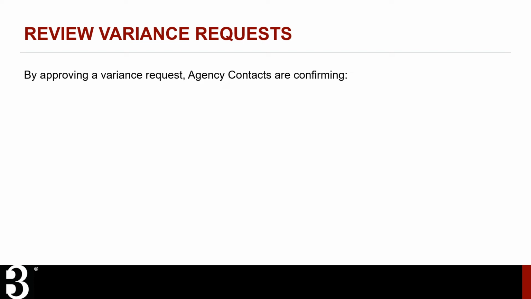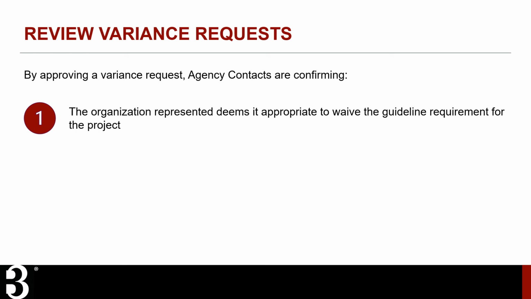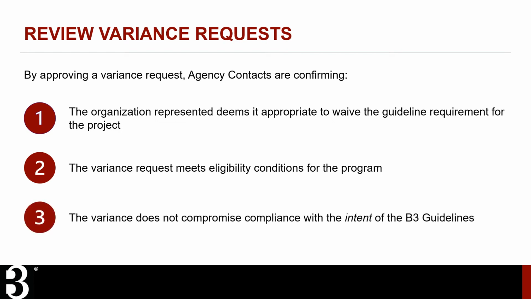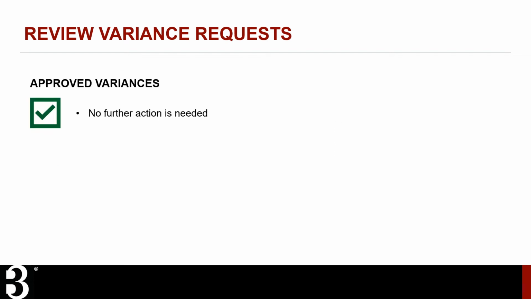By approving a variance request, agency contacts are confirming that the state agency or non-state organization that they represent deems it appropriate to waive that specific guideline requirement for the project, that the request meets the eligibility conditions for the program, and that approving the variance does not compromise the project's compliance with the intent of the B3 guidelines. Variances that don't meet these three conditions should be rejected. If a variance is approved, no further action is needed.